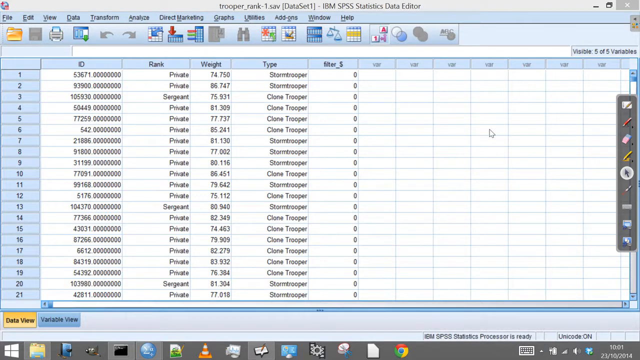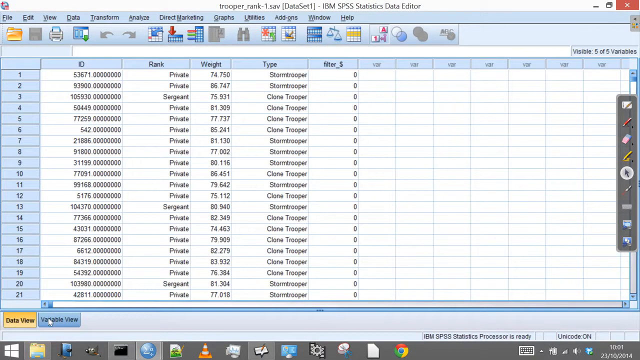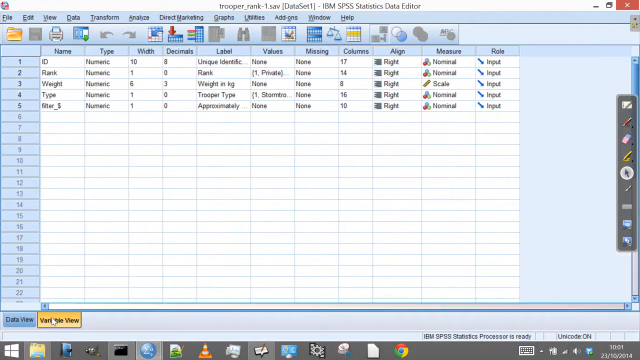So we have this file, and it's similar to the one that we had last week. Let's just remind ourselves. If you look under the variable view, so at the bottom you have data view and variable view. That's okay. If you haven't managed to open it, like I say, just double up with someone who's got it on their screen. You're allowed to work together. We don't have to work in isolation.